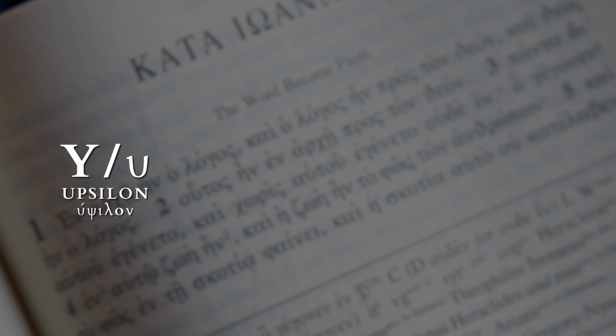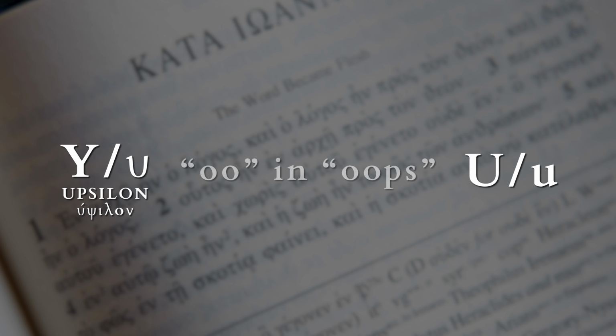Upsilon can be both easy and difficult depending on which form you're looking at. Its capital is basically the same as the English Y, while its lowercase is very close to an English U. It is pronounced like an accented U. Think of the sound the double O in oops makes as a starting point.